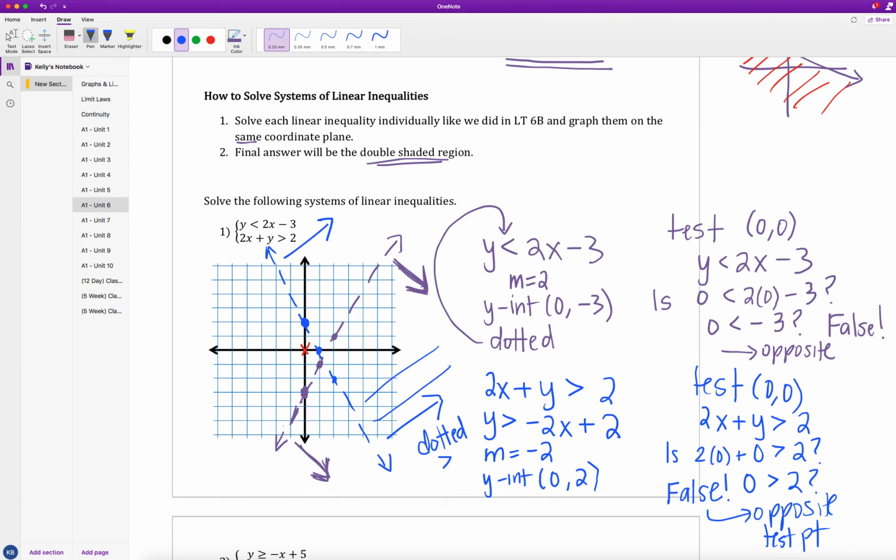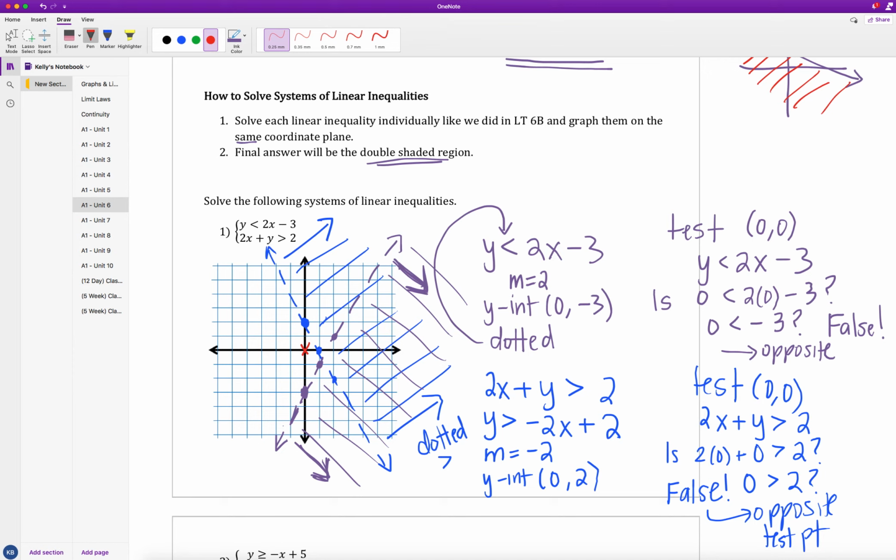I'm now going to also start sketching in a little bit of this shading so we can see what this would look like. I'm not going to color it in too much because I want to make sure I can still see the other line. So we're above the blue line and we're to the right of the purple line. Now our final answer is going to be where I have the 2 colors that are overlapping. So it's where I have both the blue and the purple shading.